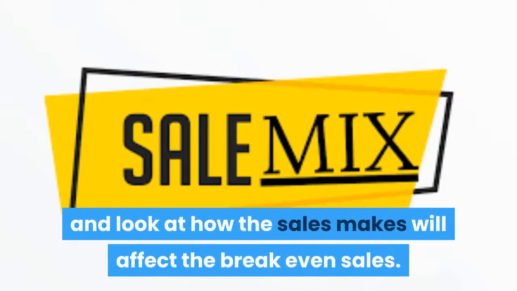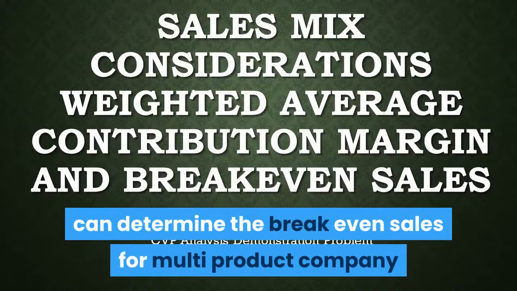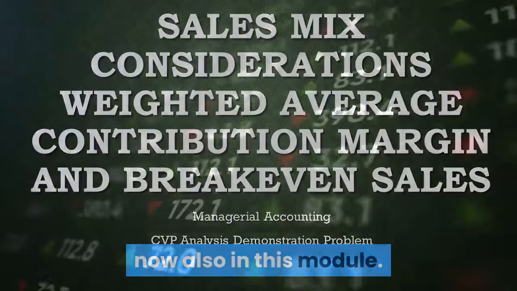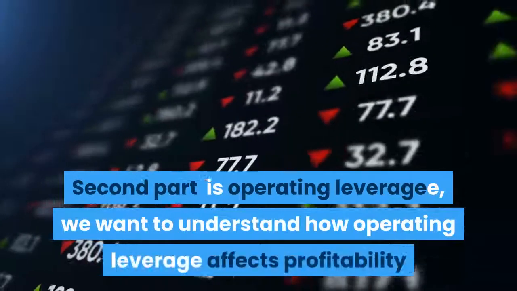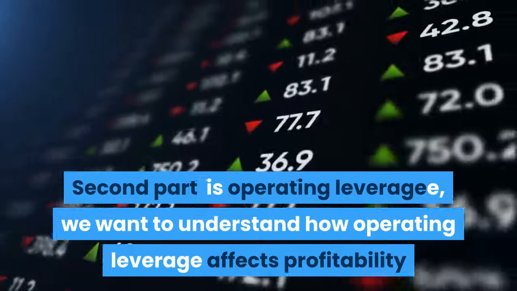Therefore, what we have to do is bring in the idea of sales mix and look at how the sales mix will affect the break-even sales. So we introduce a new concept called the weighted average contribution margin. With that, we are then able to determine the break-even sales for a multi-product company and target net income for a multi-product company.